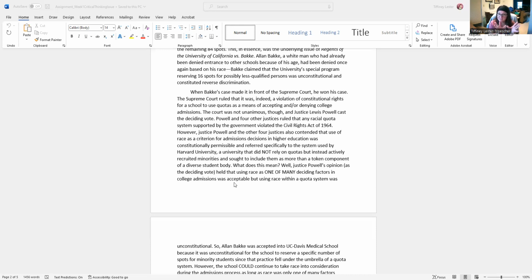However, Justice Powell and the other 4 Supreme Court justices also contended that the use of race as a criteria for admission was okay. It was permissible. And they referred specifically to a system used by Harvard University at the time. So Harvard was a university that did not rely on any kind of quotas. They weren't looking for a specific number, right? But instead, they just actively recruited minorities. They sought to include minorities as part of each incoming class.